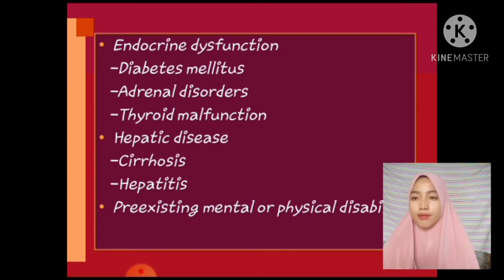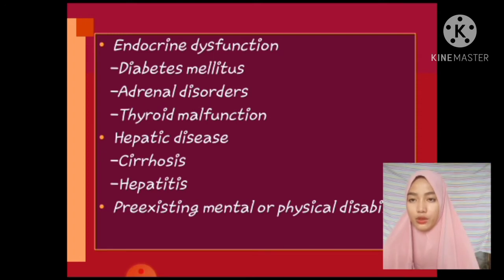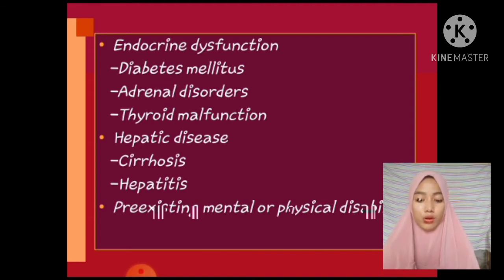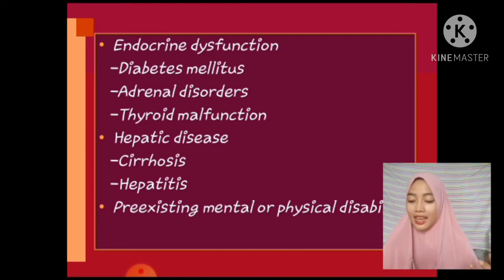And next is adrenal disorder. The kidneys, so this means malfunctions of those ductless glands that result to severe pain in your lower body, weakness, and high blood pressure. Thyroid malfunction, it is a disorder that leads to goiter. It is an abnormal production of thyroid hormone.